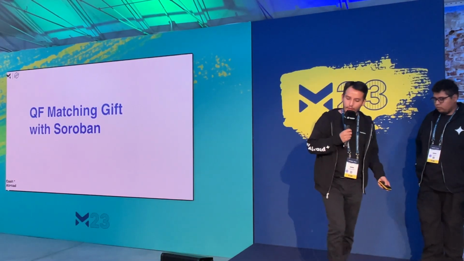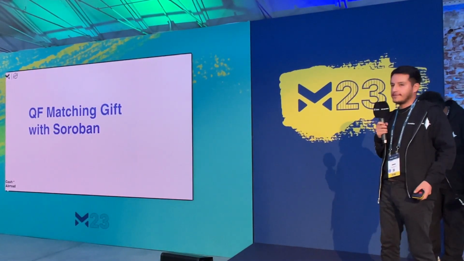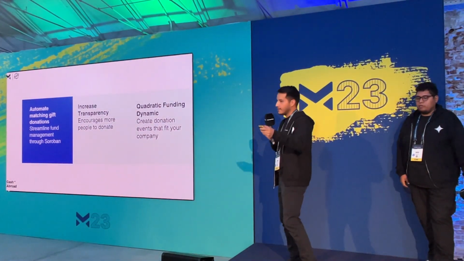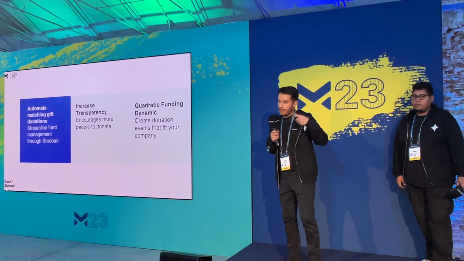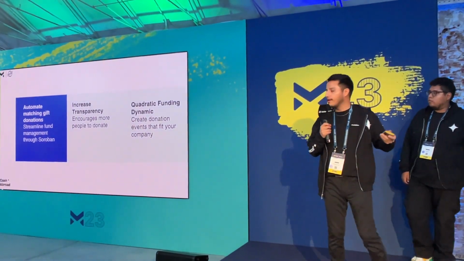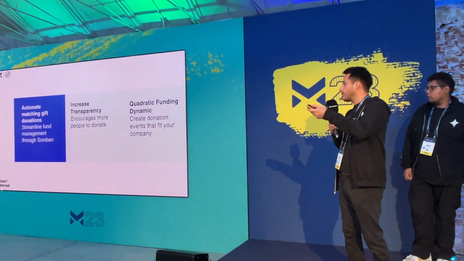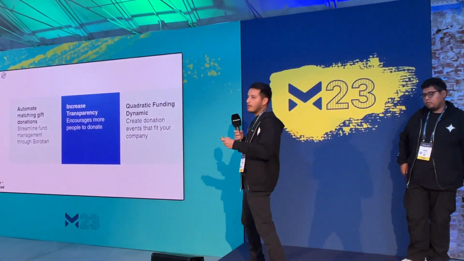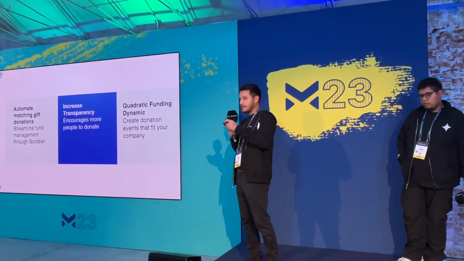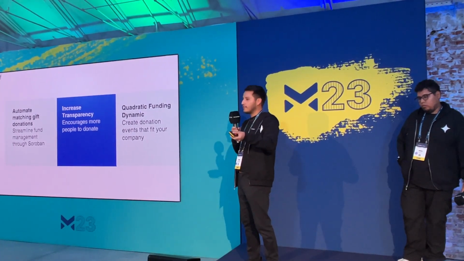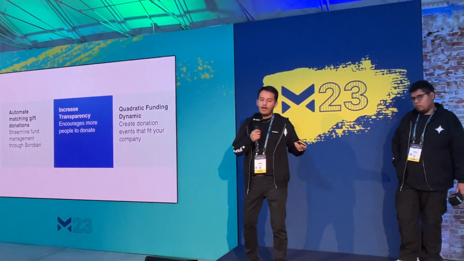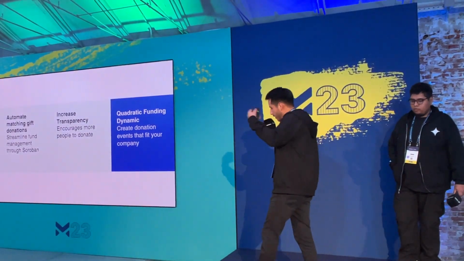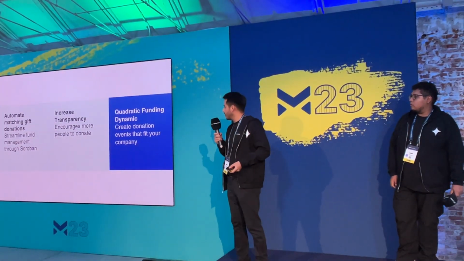So that's why we built quadratic funding matching gifts with CashAbroad, with three things in mind. First, we will automate the process. Once an employee makes a donation, everything will pass through a CashAbroad smart contract, and the matching gift will be done. Secondly, it will be completely transparent. There is a dashboard for the companies and a dashboard for the employees so that they can see how the donations are going. And finally, we went a step forward and added quadratic funding dynamics.